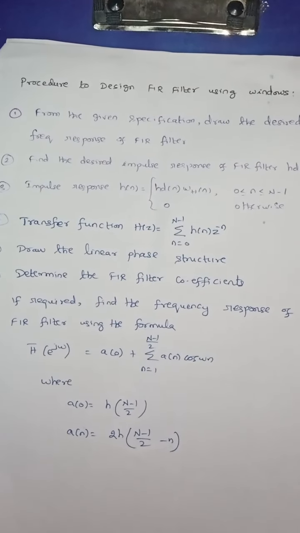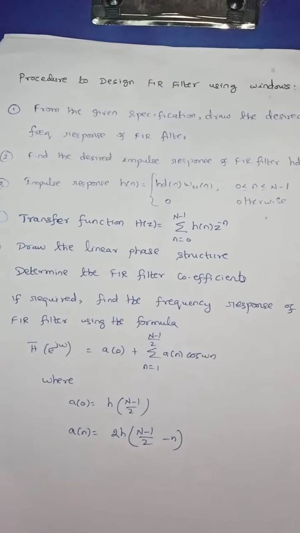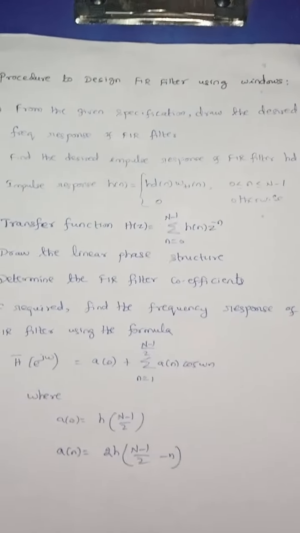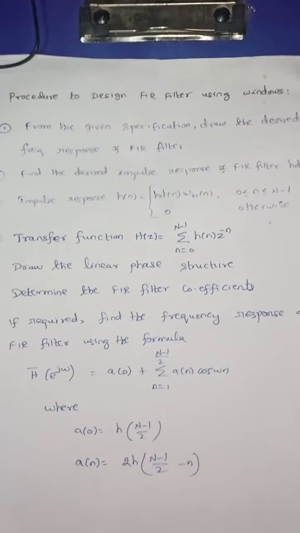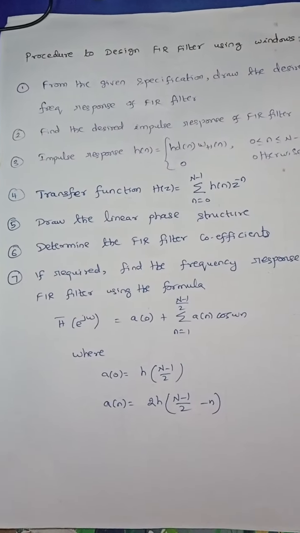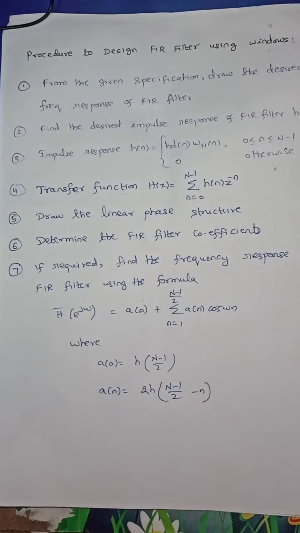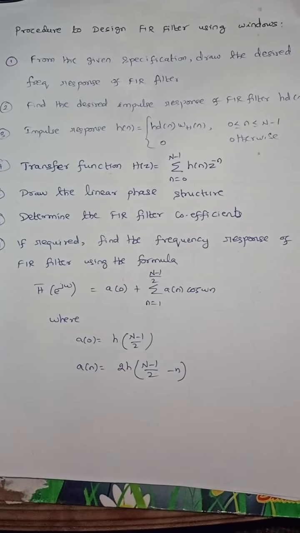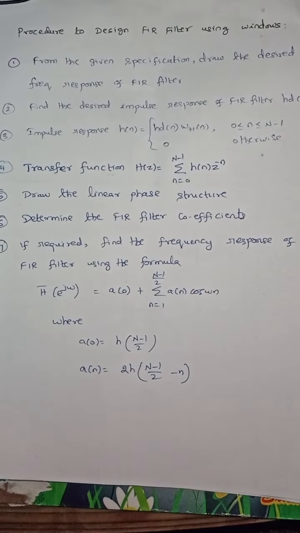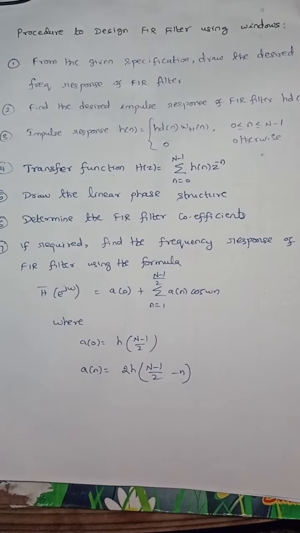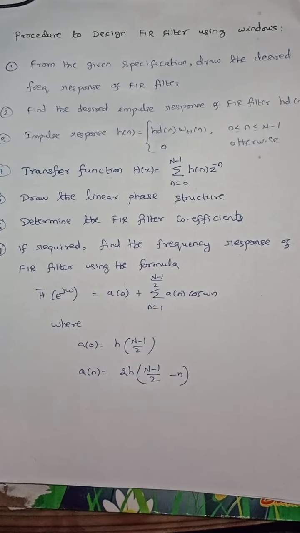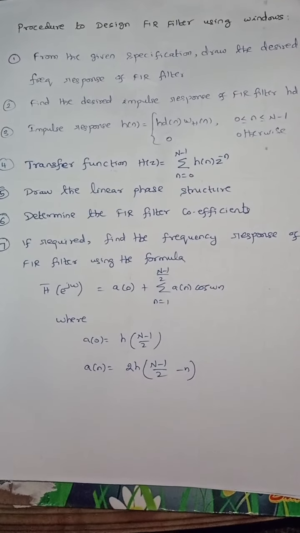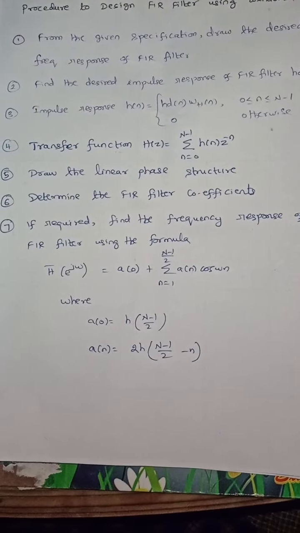First, we'll see the procedure to design an FIR filter using windows. The first step is, from the given specification in the problem, to draw the desired frequency response. Next, we have to find the desired impulse response of the FIR filter, that is hd(n). The third step is to find the impulse response of the FIR filter, h(n) equal to hd(n) into w(n), for n varies from 0 to N minus 1, and 0 otherwise.